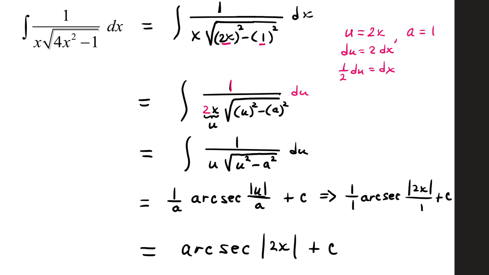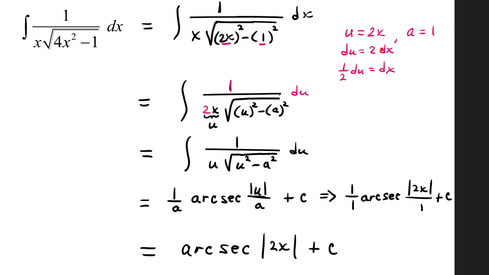In this one, we have the integral of 1 over x times the square root of 4x squared minus 1. 4x squared can be written as 2x quantity squared. If you were to multiply back out, 2x times 2x is 4x squared. 1 is also 1 squared. And so now we know u. And if you have to refer to your integral formulas, go back up and look. This is the arcsecant formula. We have the square root of u squared minus a squared. To the side, u is 2x.